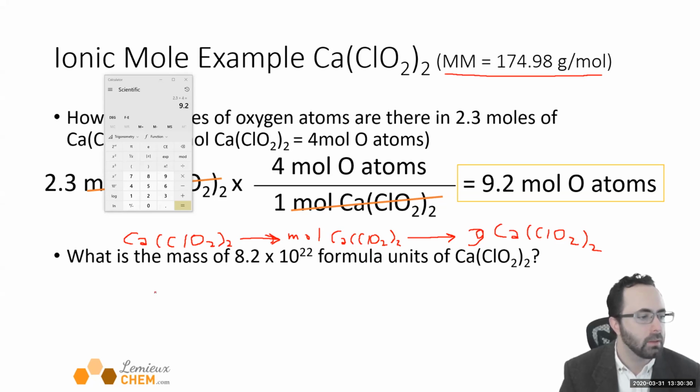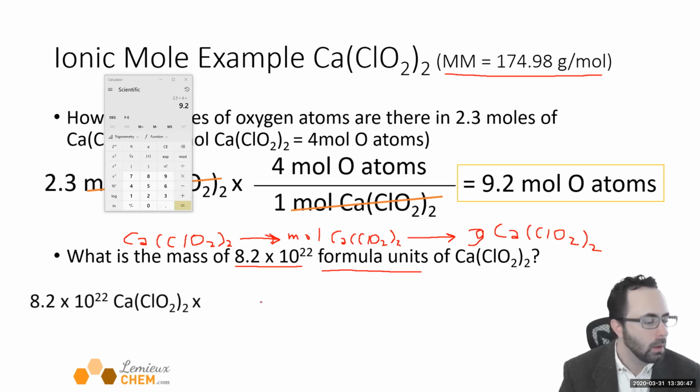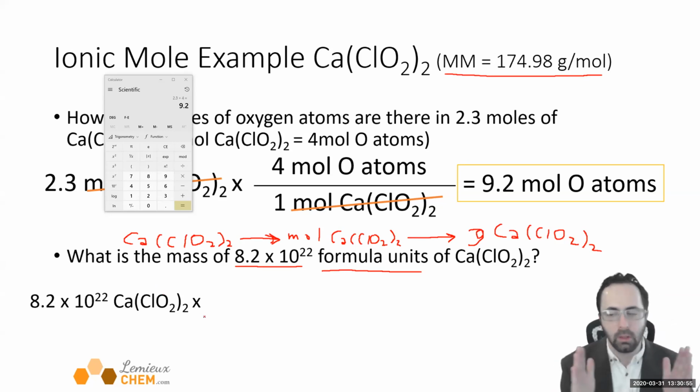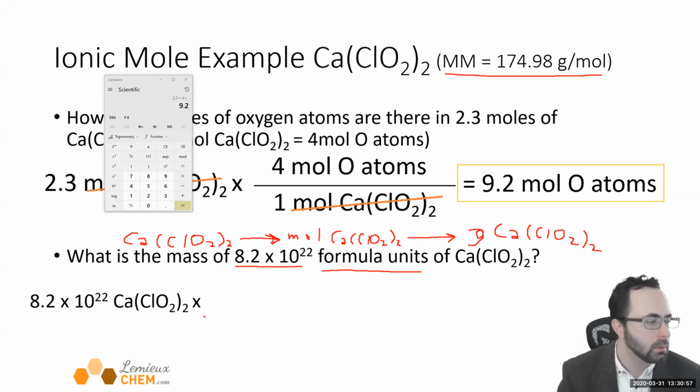So let's start this. We're going to start with our data, which is just number and unit. We have 8.2 times 10 to the 22 formula units, which remember formula units is the word like molecule, except for ionic compounds, of calcium chloride. I didn't write the words formula units, I just wrote the formula. This is just to keep it shorter.